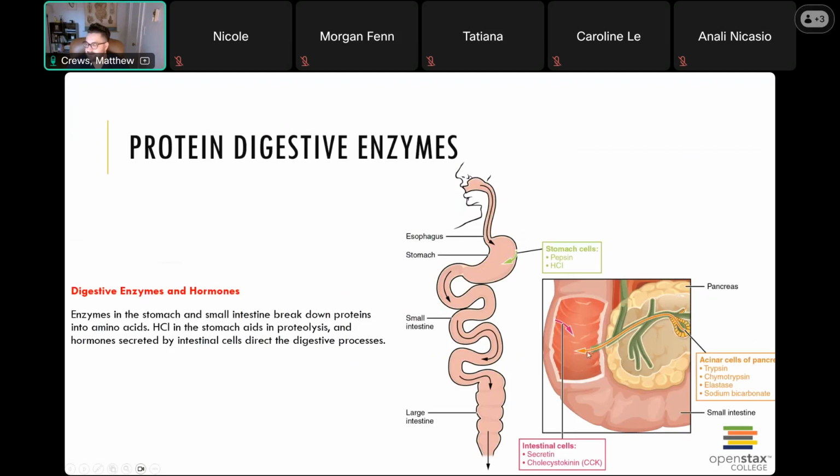So there is a little hole right here called an ampulla, right? And that links the pancreas and the duodenum. Okay. So the intestinal cells will secrete secretin and CCK. Those are hormones that help break down proteins. And then the acinar cells of the pancreas will secrete trypsin, chymotrypsin, elastase, and sodium bicarb. And all of those things will be used to break down proteins as well.